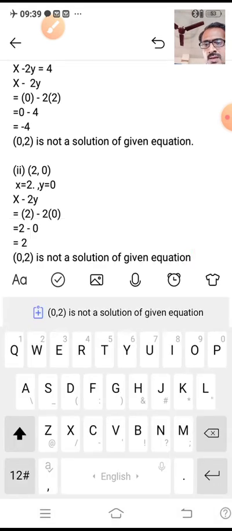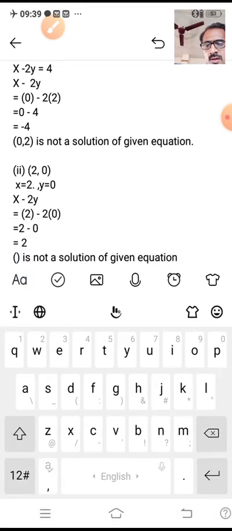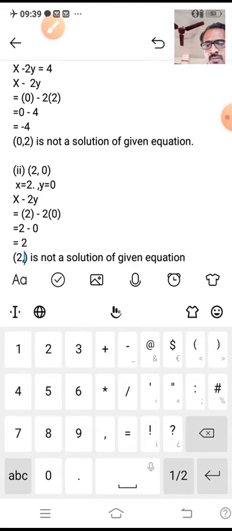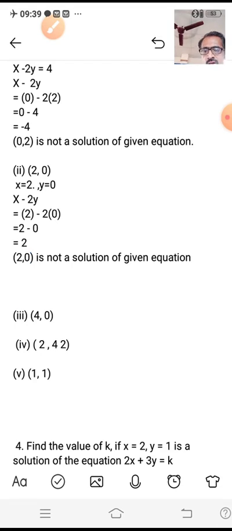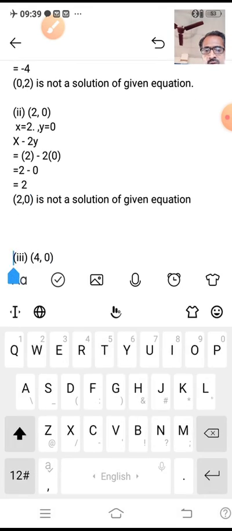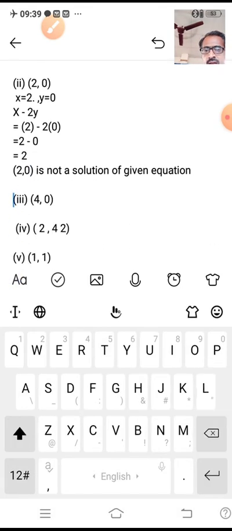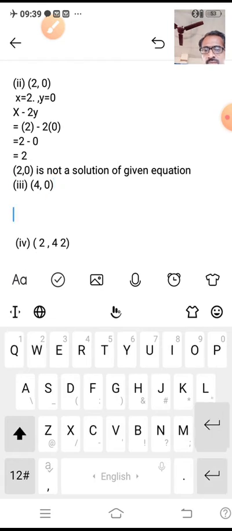That means (2, 0) is not a solution of the given equation. Okay, question second is solved. Let us solve question number 3, or the third one.